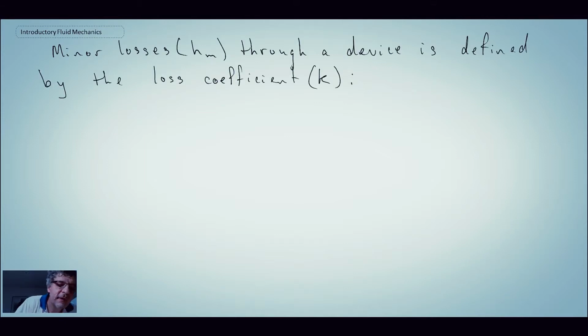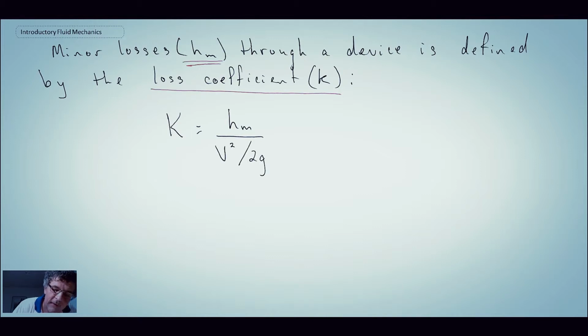So we introduce this loss coefficient K, and that is the way that we are quantifying minor losses. And note we have the subscript little m to denote its head drop due to a minor loss. So to define K, sometimes people call them a loss coefficient, h_m equals K V squared over 2g, and here, remember V is the average velocity in the pipe, so taking volumetric flow rate divided by area.